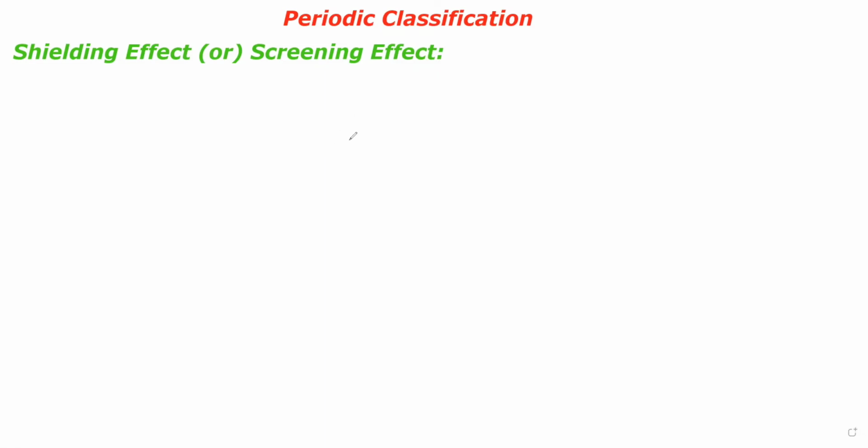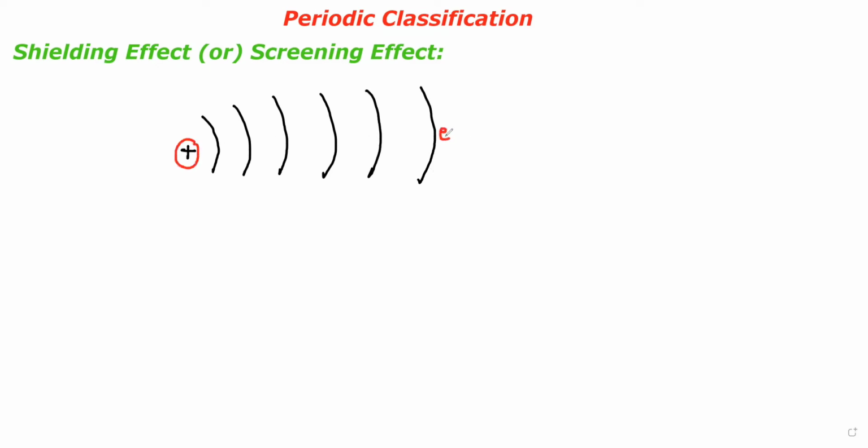Now first I'm going to use the atomic model to demonstrate what the screening effect is. Please note, this is the nucleus, and these are orbits, 1, 2, 3, 4, 5. This is the nucleus, with a positive charge. These are the outermost electrons, and these are the inner electrons. This is the outermost orbit, and these are the inner electrons or inner shells.